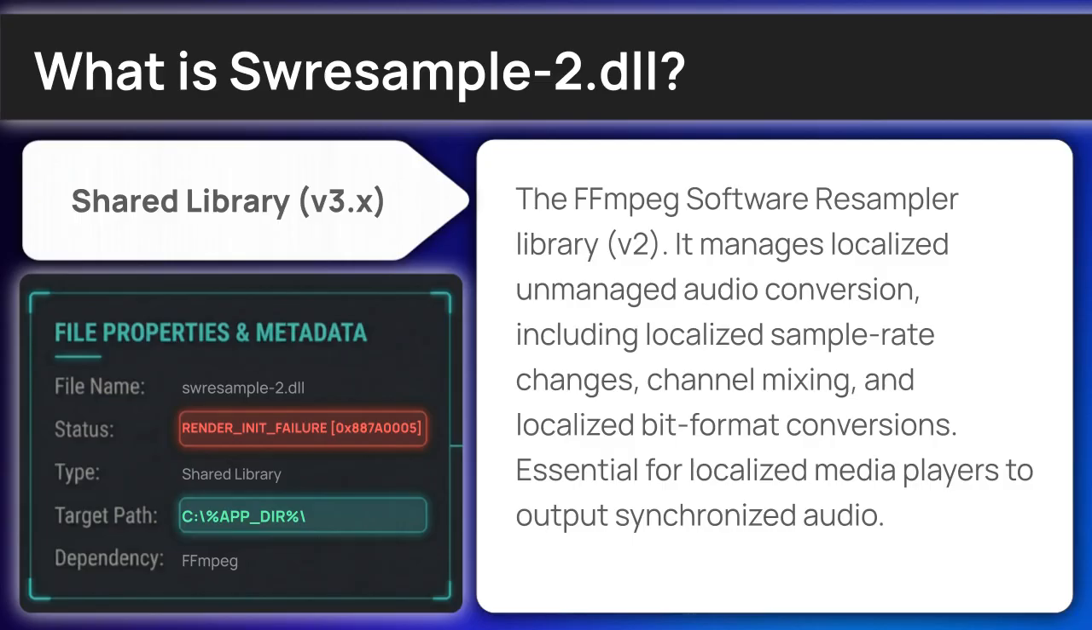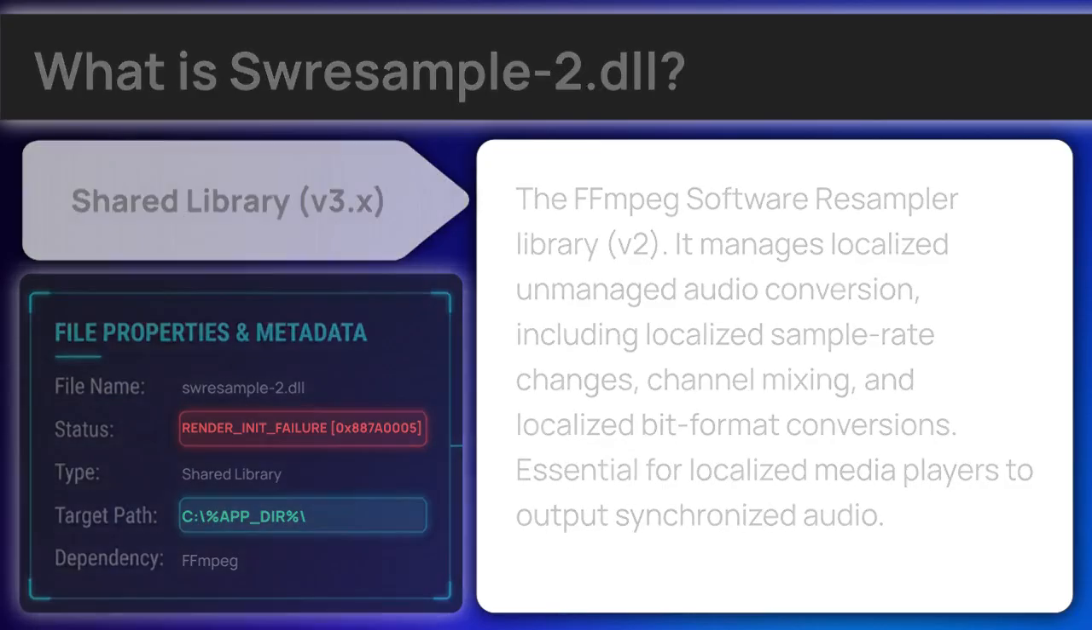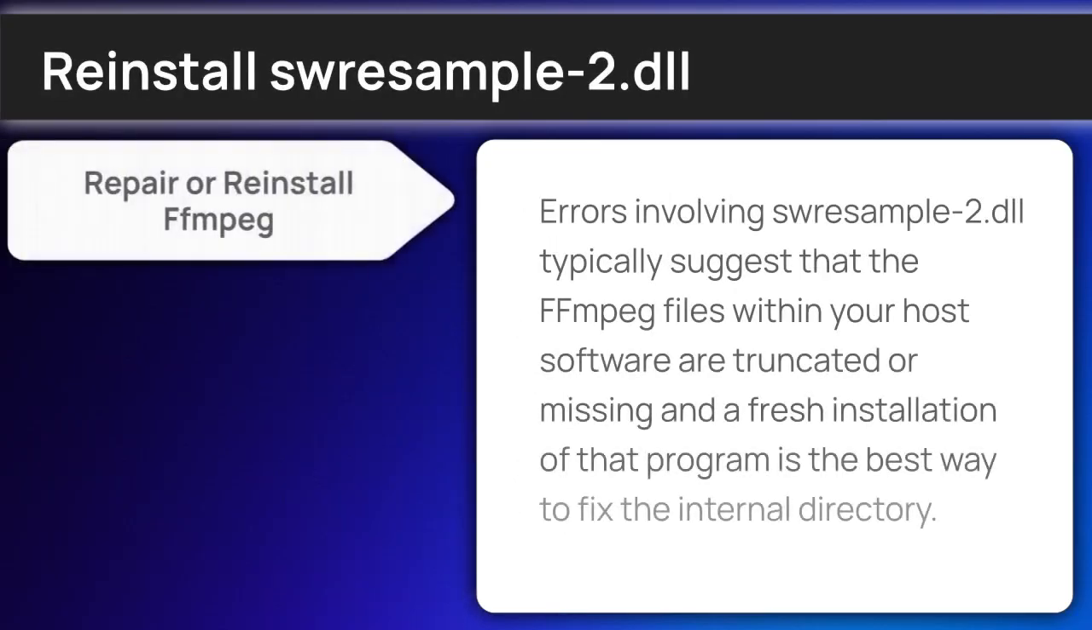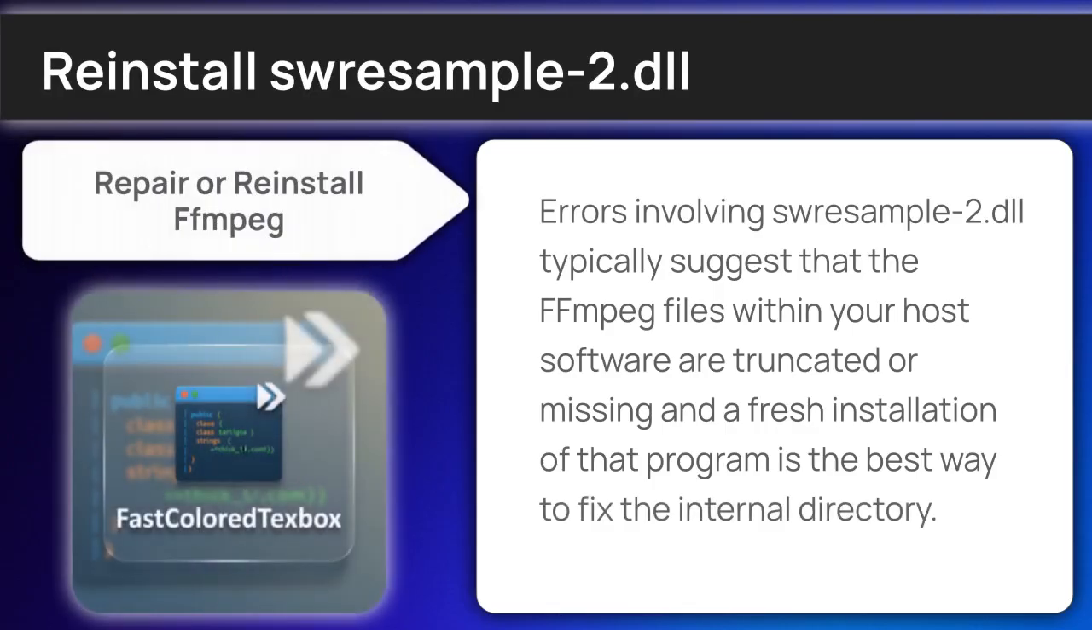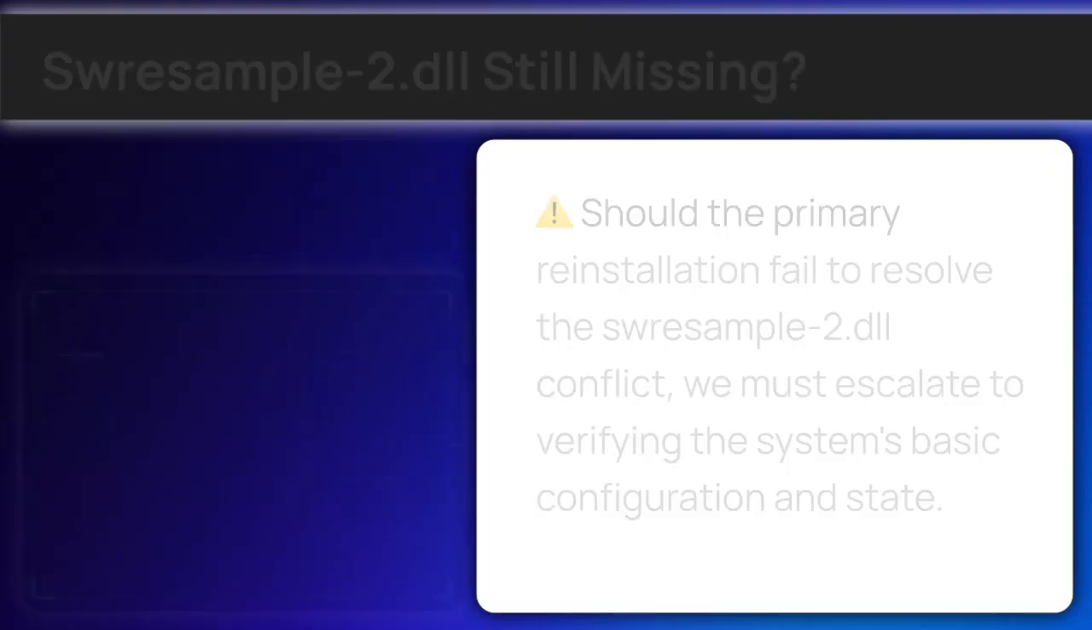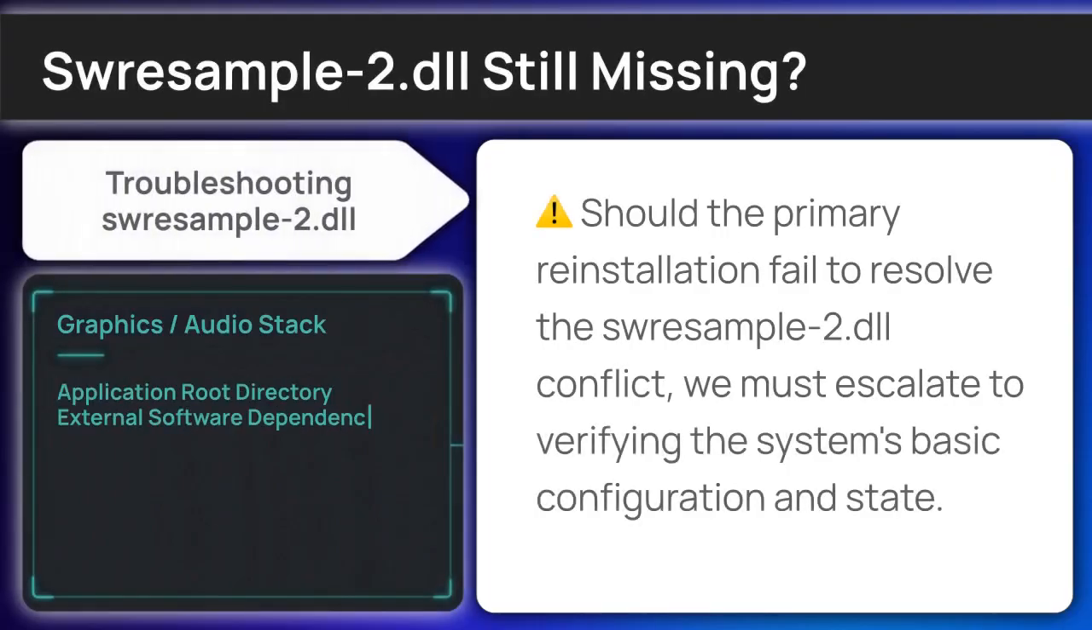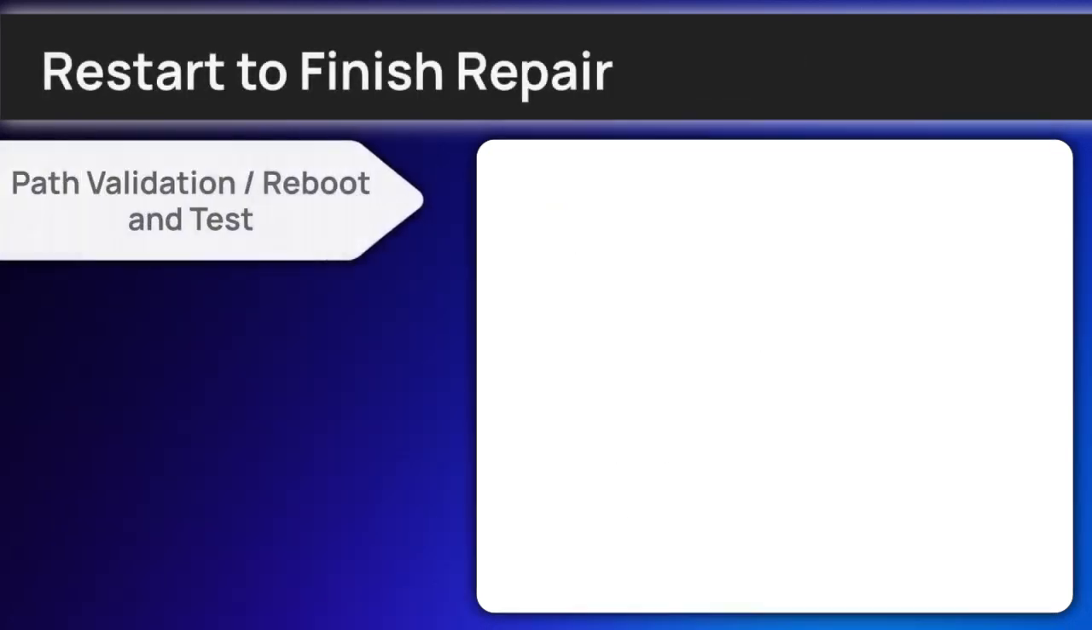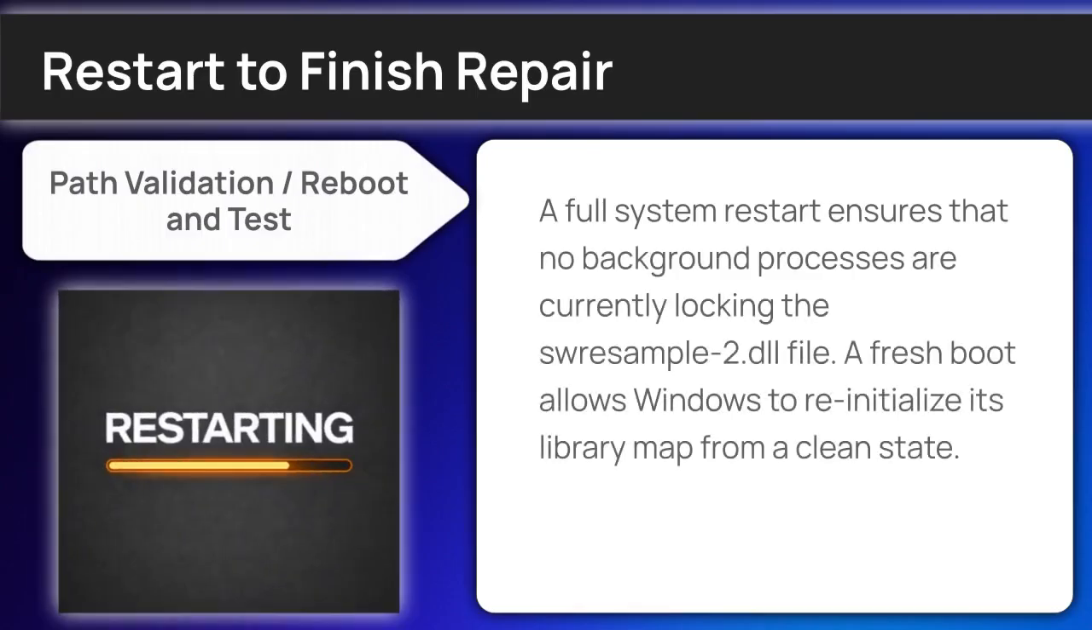Now let's apply the fix by reinstalling the shared system library. Errors involving swresample-2 library DLL typically suggest that the FFmpeg files within your host software are truncated or missing, and a fresh installation of that program is the best way to fix the internal directory. When the primary installation path fails, a more surgical approach to checking your system's environmental variables is required. A standard restart allows the Windows bootloader to rescan your system directories and potentially recognize an unregistered swresample-2 library component.